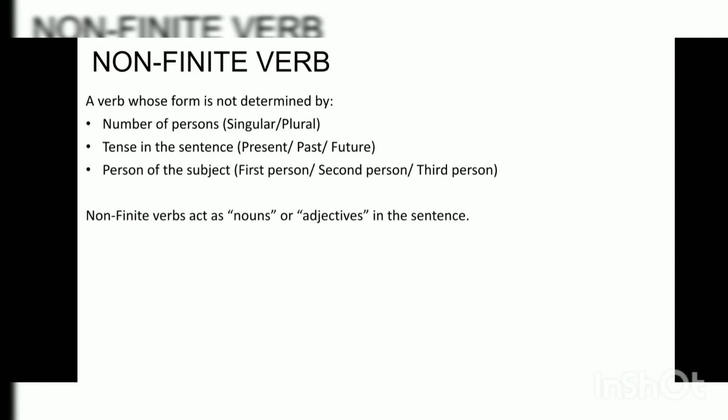Moving to non-finite verbs. Non-finite verbs are those verbs which do not change according to the subject or the tense. It can be singular, plural, it can be present, past, future, it can be first person, second person, third person, it doesn't matter. The verb of the sentence will not change despite the changes in the subject or person. So non-finite verbs act as a noun or adjectives in the sentences. So let's take a few examples now.